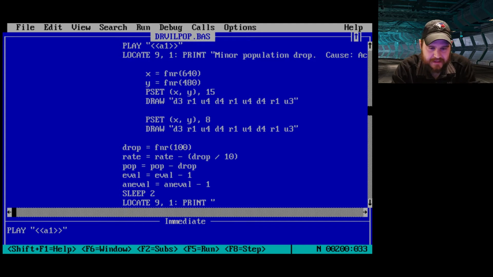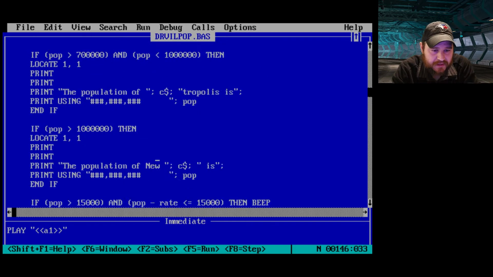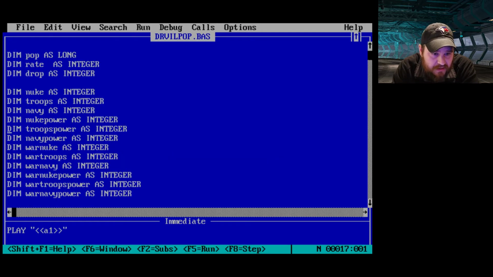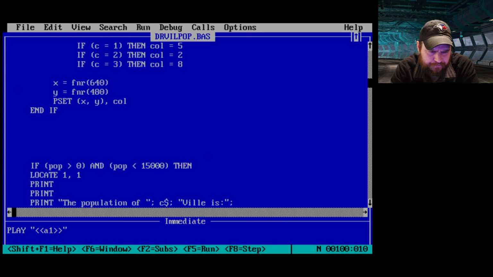Rate is a single, I believe. Right? Where's rate? Yeah, rate is just used. It's not really... Oh, no, there it is. Wait a second, it is an integer. So because rate is an integer, it will get rid of any decimal values that you throw at it.